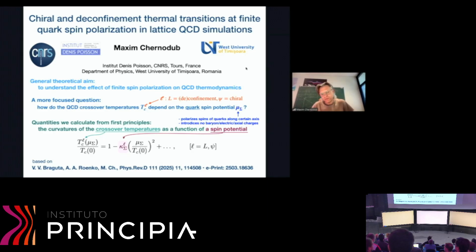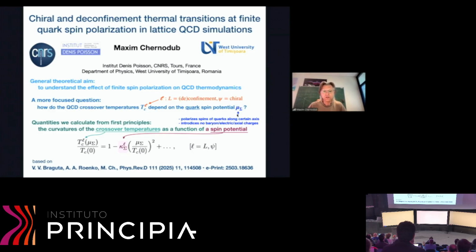However, this question is rather broad, because we can talk about polarizations of gluons or polarization of quarks. Here, I would like to ask a more focused question: how the QCD crossover temperatures, here the confinement temperature and chiral restoration temperature, depend on quark spin potential. If you introduce it, we just polarize spins of quarks along certain axes, and this quantity doesn't produce any baryon, electric or axial charges, so just spin polarization.